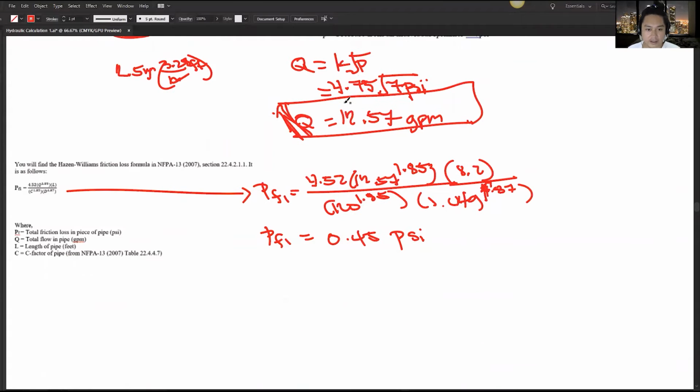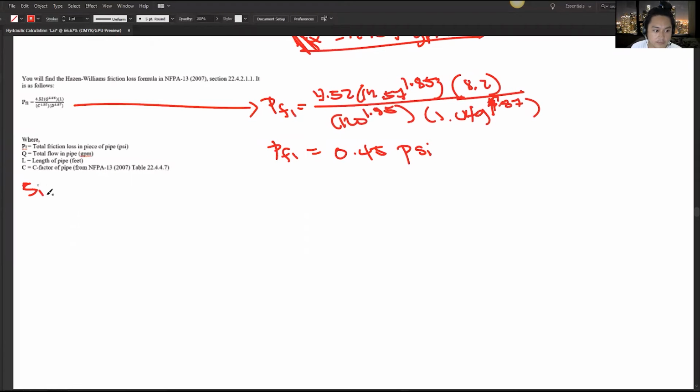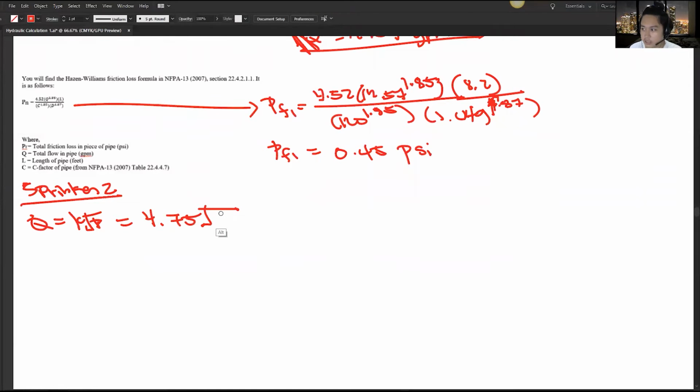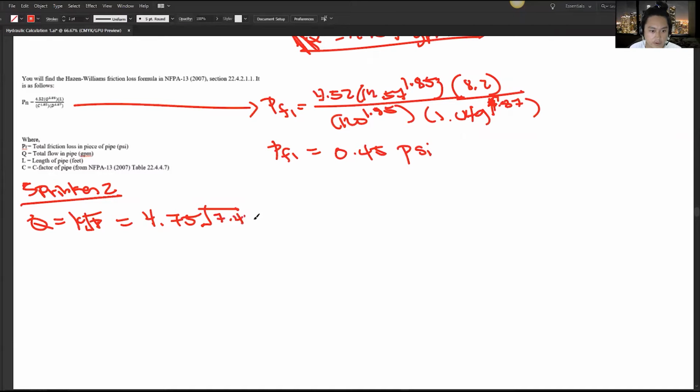We won't be defining that again because we've already defined it, but now we're in sprinkler 2. So our Q there is equal to K times the square root of pressure. This is 4.75 times the square root of, what's the pressure again? Total pressure is 7.45. That's in PSI. So this is the small q2.